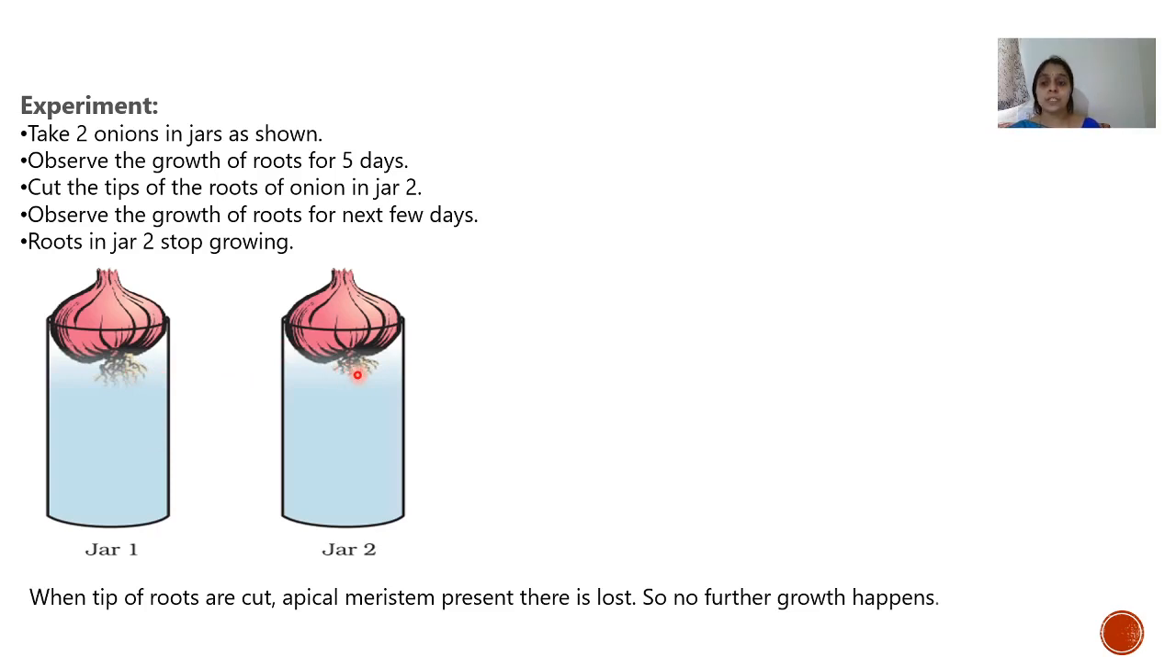What can be the reason? The answer is here. When the tip of the root is cut, the apical meristem present is lost. Those are dividing cells, dividing throughout the plant's life. Those cells are lost, so there is no further growth.